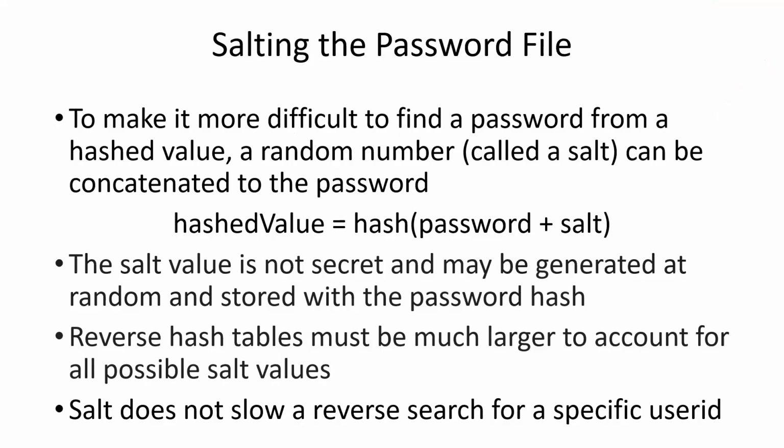Another way to make the password file difficult is to use a salt. A salt is a random number. Notice we mentioned salts as initialization vectors in encryption. Same concept here. We have a random number. In this case, you just append the random number to the password and then hash it.